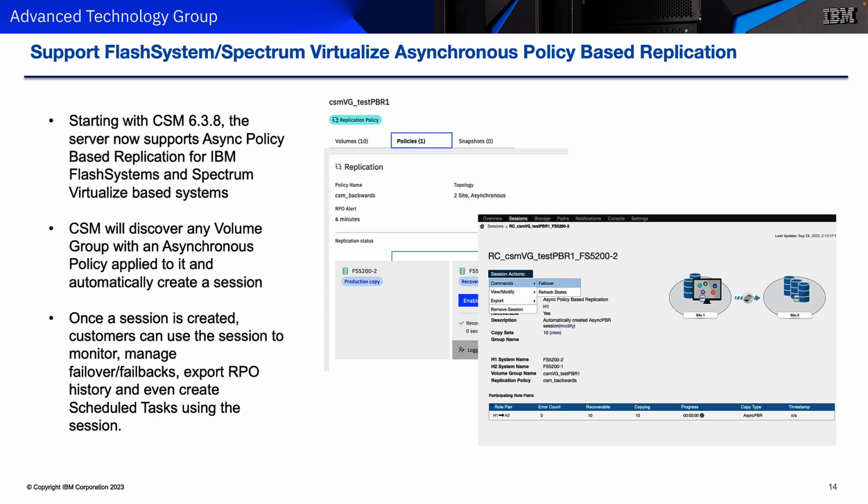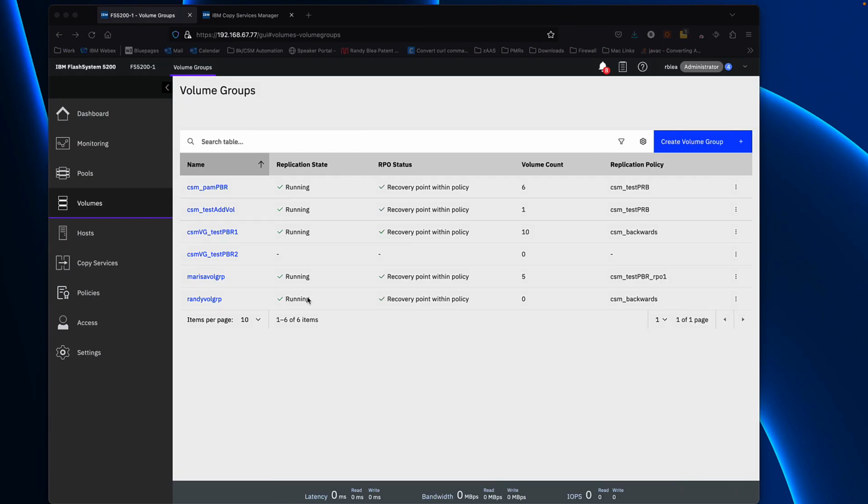And you can even create automation using scheduled tasks. So let me try to, hopefully this goes smoothly, do a little demo for you. So let's take this. I'm in the FlashSystems GUI right now. You'll see I'm in the volume groups panel.